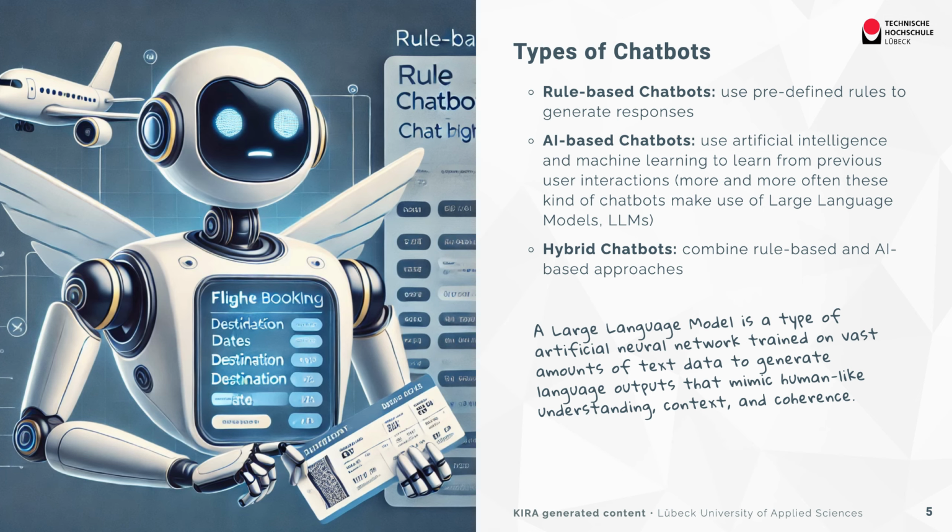Chatbots have become an integral part of our digital landscape, but did you know that there are different types? First, there are rule-based chatbots, which use predefined rules to respond to user input. Then there are AI-based chatbots, which use machine learning to learn from previous interactions or mimic natural language, using more and more often so-called large language models. Finally, hybrid chatbots combine the best of both approaches. Chatbots are no longer simple programs, but sophisticated tools that can simulate human-like conversations, with endless applications in customer service, language translation, and more.